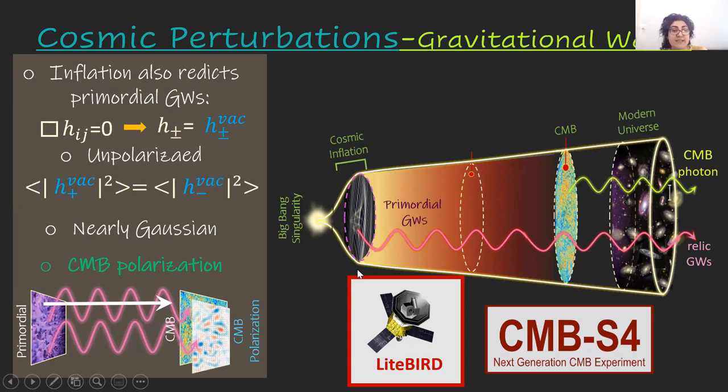So once they get observed, they can tell us a lot about the physics of the very early universe, all the way back, that's not possible with other probes. And they get imprinted on CMB polarization. Because of their importance, there are several missions to look for them. The most famous ones are the LiteBIRD satellite and CMB-S4. Fingers crossed for both of them.